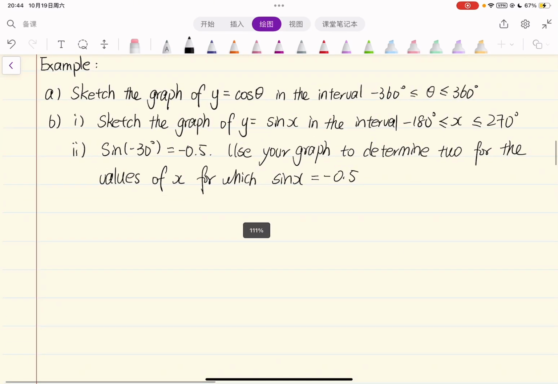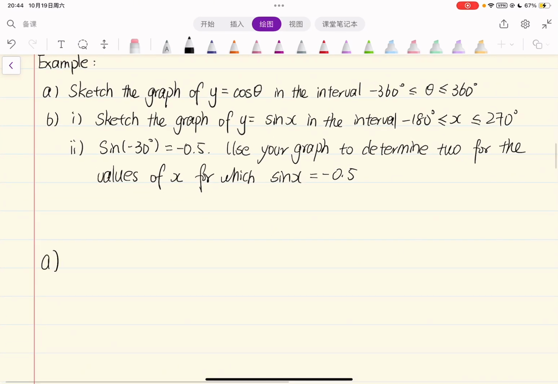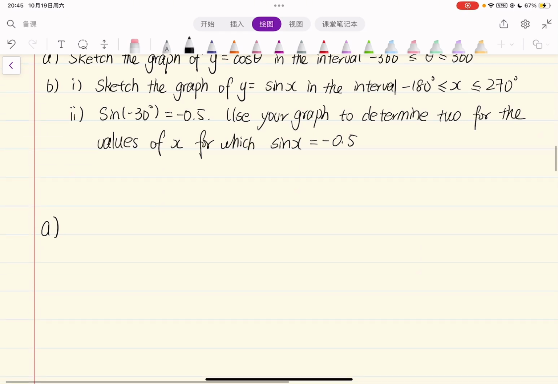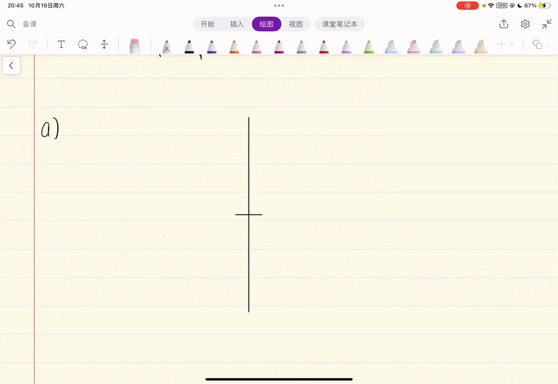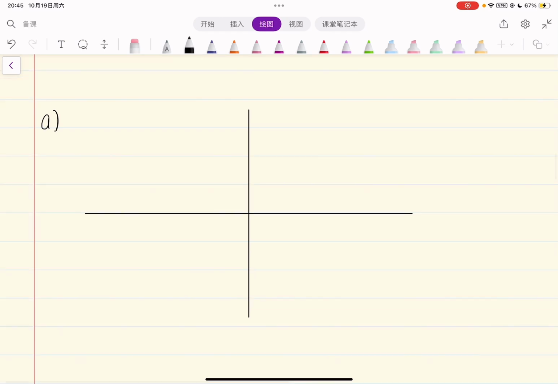So let's do it. For part A, we know that the maximum value of cosine theta is 1, and the minimum value is negative 1. So when you draw that, you can first write down the value of y. Here is 1. Here is negative 1. And probably you can use some dotted lines to ensure that you can draw a nice curve.